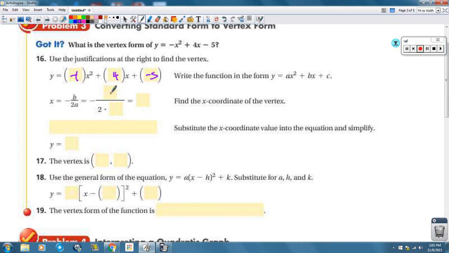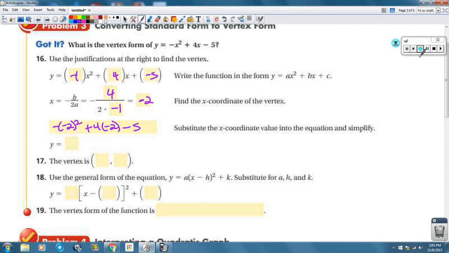So this is going to be 4 over -1. So 4 over -2 reduces down to -2. Now we're going to take that, we're going to put it back into our equation to get y. So -2 squared plus 4 times -2 minus 5.